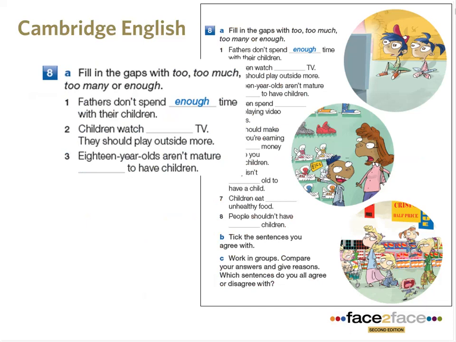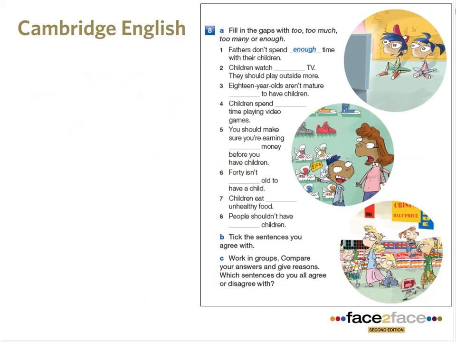Children watch too much TV. They should play outside more. 18-year-olds aren't mature enough to have children, etc. So they do the gap fill as normal. Then we ask them to tick the sentences they agree with. So this asks them to react to the sentences, which are quite contentious, some of them, to see if they agree or disagree.